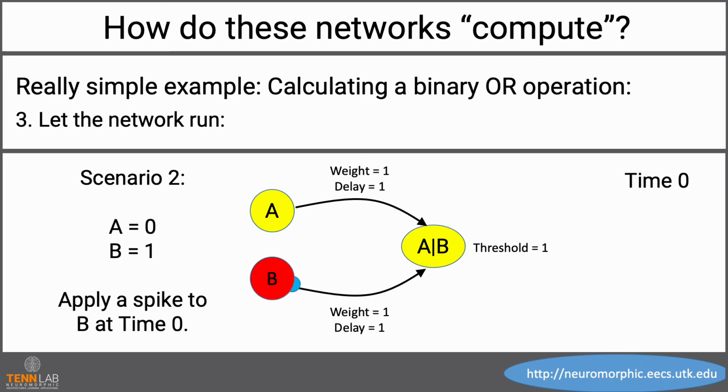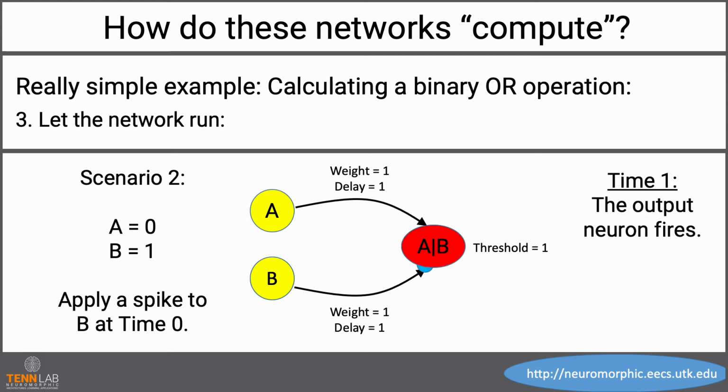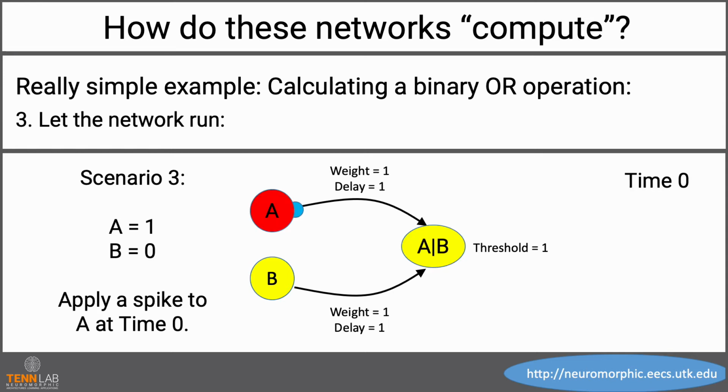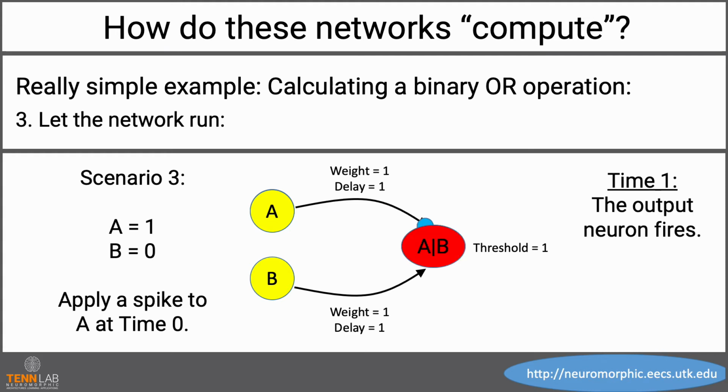In the second scenario, the value A is 0, but the value B is 1. So we apply a spike to B at time 0, and then it travels during its time unit, and at time 1, it arrives at the output neuron, which has a threshold of 1, so it fires. So the output neuron fires at time 1. Now we have a third scenario. That's when A is 1 and B is 0, and this does the exact same thing as the previous scenario, except it's A that's making it fire instead of B.